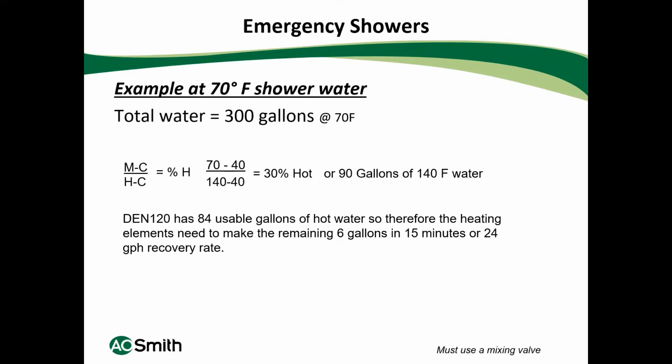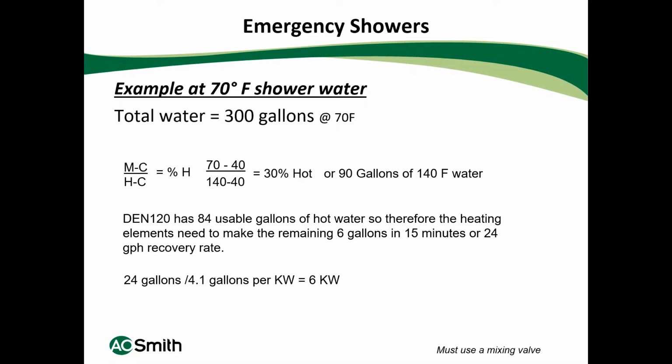So I have 84 in storage. So I'm 6 gallons short of meeting that requirement. So I need 6 gallons more in 15 minutes. So I would have a water heater that produces 24 gallons per hour recovery rate to give me 6 gallons in that 15 minutes. So 24 gallons divided by 4.1 gallons per kilowatt equals a 6 kilowatt water heater.